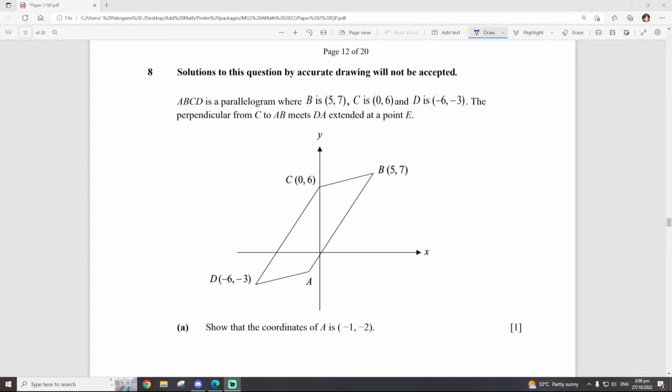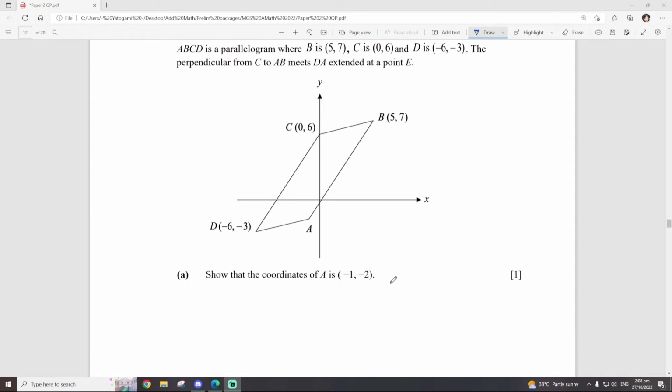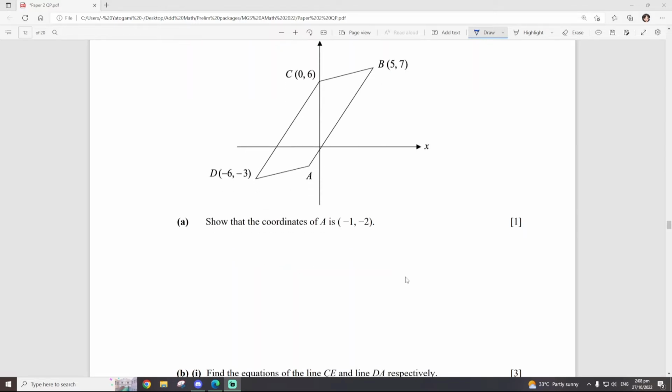Alright, we're back. So, coordinate geometry. Show that the coordinates of A is -1, -2. Okay, so this is by using vectors. So we use the fact that BA is equal to DC, or no, CD rather, and we write down the vector. And this is the vector, I think, -6 and -9.